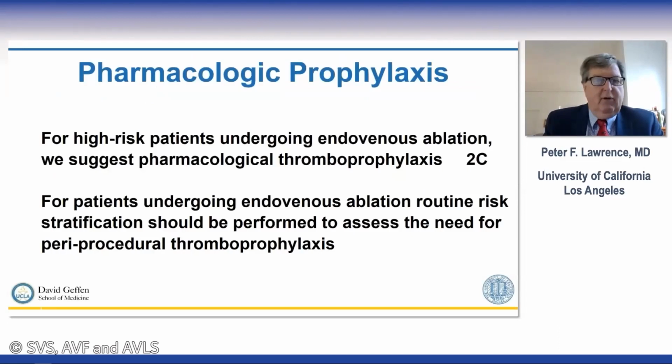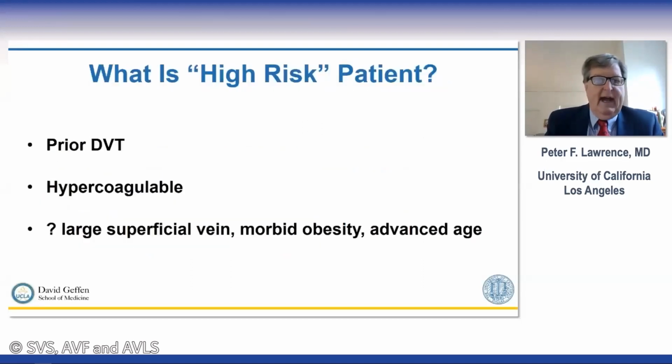For pharmacologic prophylaxis, in high-risk patients who undergo endovenous ablation, we recommend, as you might imagine, pharmacologic prophylaxis, but with a very low level of evidence. And because of that, it's worthwhile in all your patients asking them about risk factors. Well, what are those high-risk patients? Clearly, prior DVT and hypercoagulable states, but somewhat debated would be a very large superficial vein that's being ablated, patients who are morbidly obese, and those of advanced stage. Those last groups have not been clearly defined.